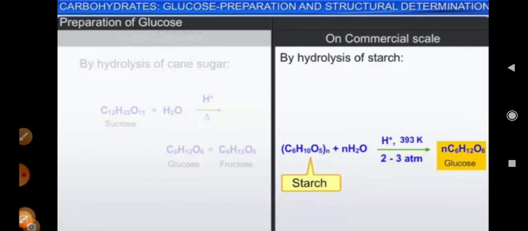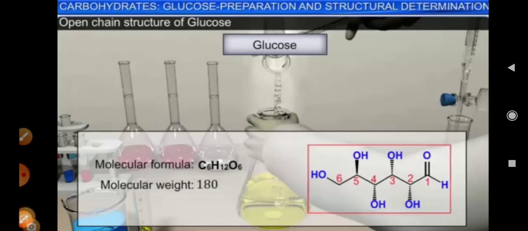Let us discuss its structure. We know that the molecular formula of glucose is C6H12O6 and its molecular mass is 180. Now, in order to determine the structure of glucose, some evidences are there. Using these evidences, scientists confirmed the structure of glucose. So let us check what the evidences are.